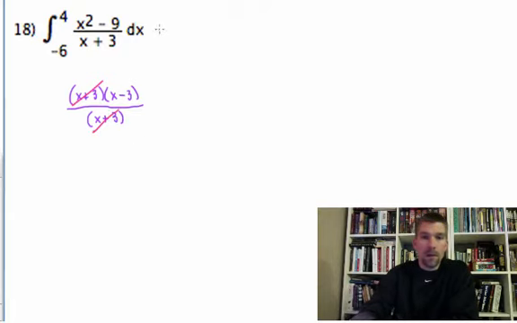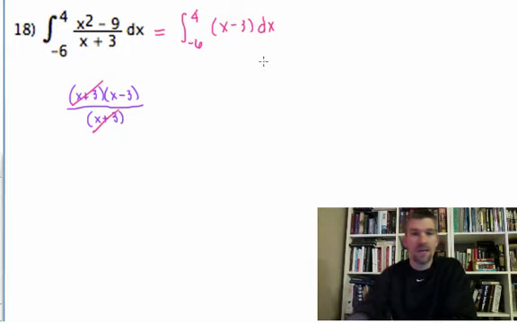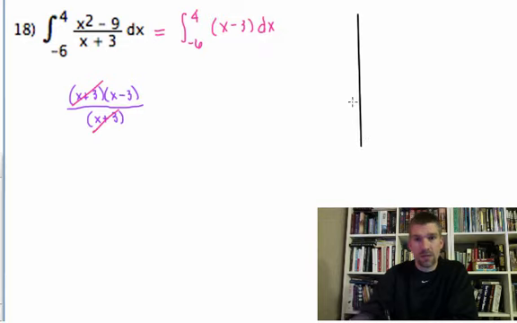I hate to say this because it's not technically correct, but this is what I'm looking at. I'm looking at the integral from negative 6 to 4 of x minus 3. Now, if you're a mathematician looking at this, this is not 100% correct. I have a point of discontinuity that I have to address. And if you're a calculus kid, you're just concerned with getting the right answer. Sometimes you're not concerned with too much why, but here's what's going to happen.